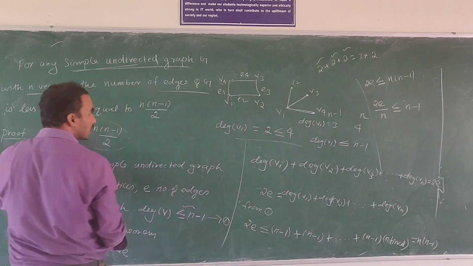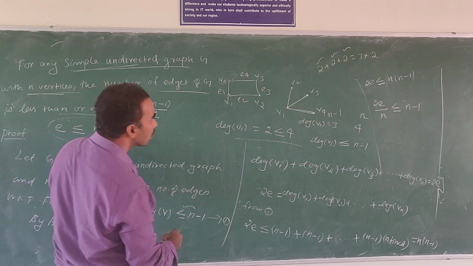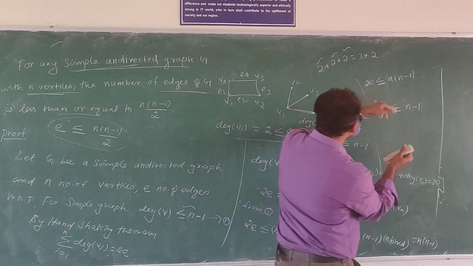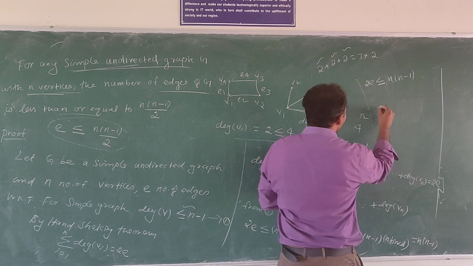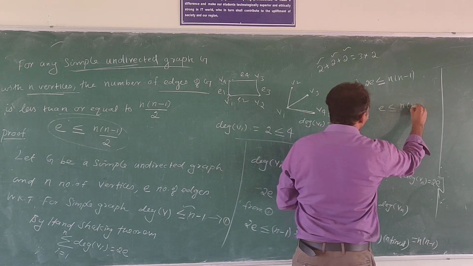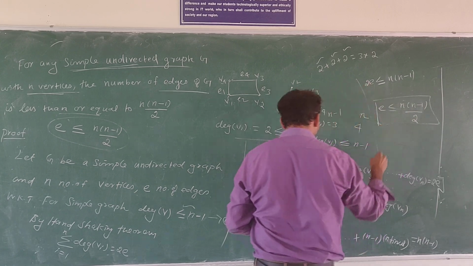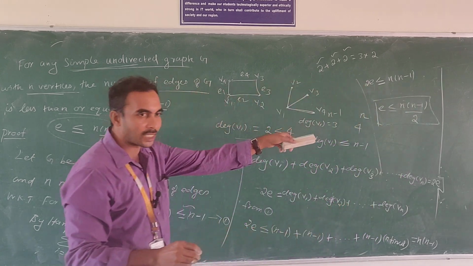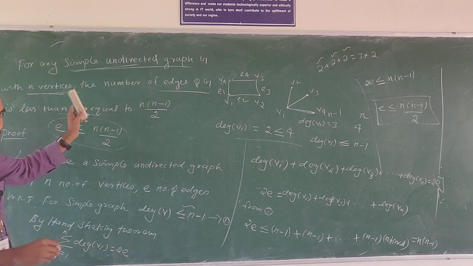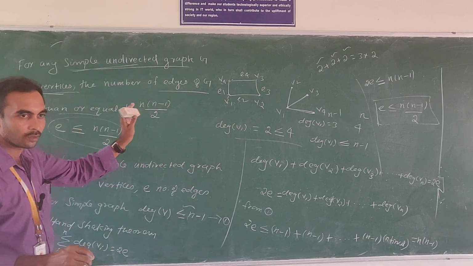What does our theorem say? So e is less than, oh okay, bring 2 to the right hand side. e is less than or equal to n into n minus 1 divided by 2. Hence proved. You have to write the statement, and say that hence proved.